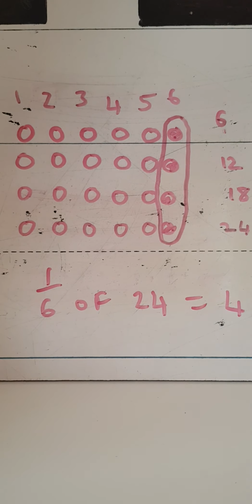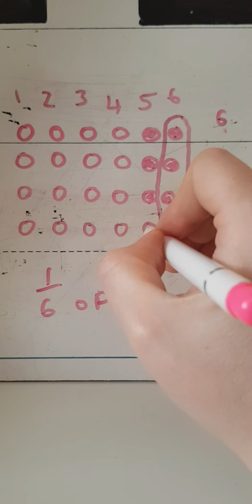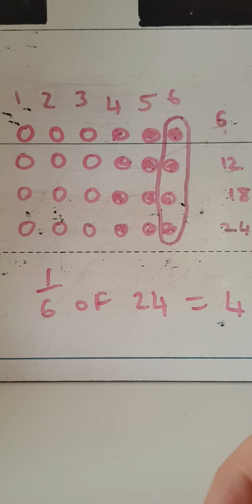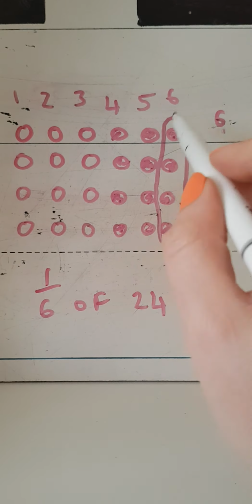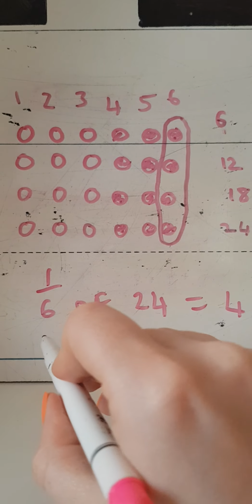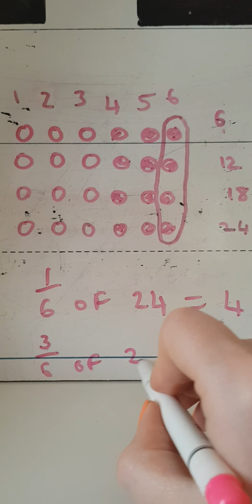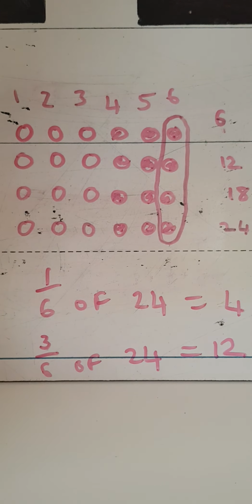Or let's say they want 3 of them. I'm going to colour in 3 groups. You can start from the top or from the back. It doesn't make any difference. You can even do it in the middle. 1, 2, 3, 4, 5, 6, 7, 8, 9, 10, 11, 12. So 3/6 of 24 is equal to 12.